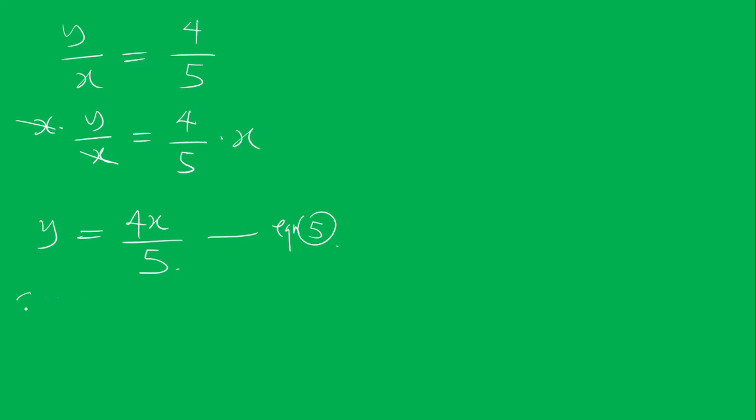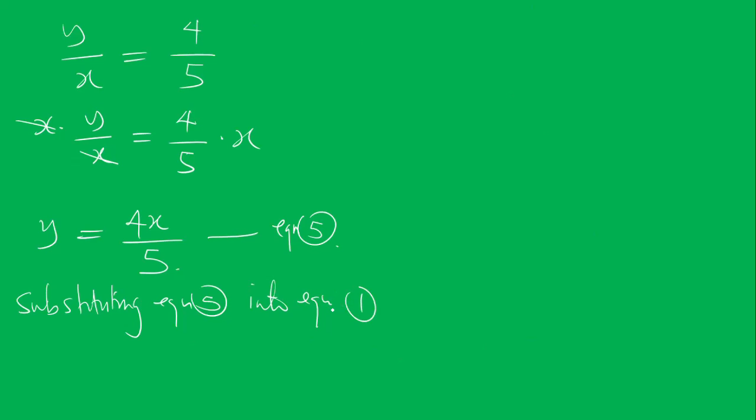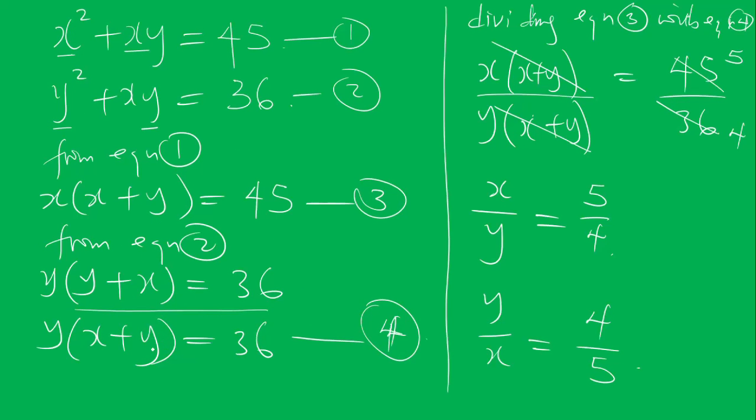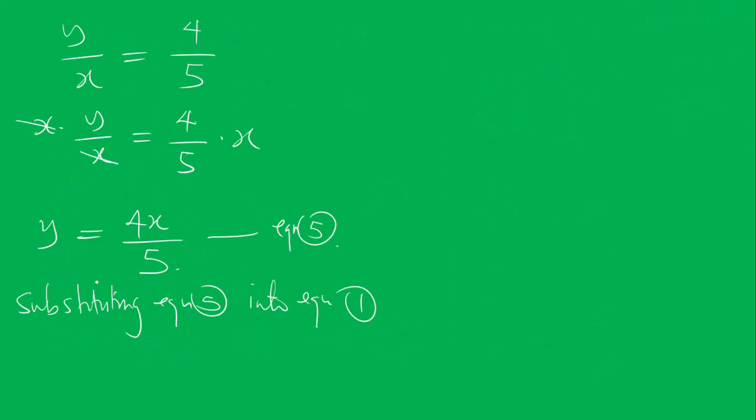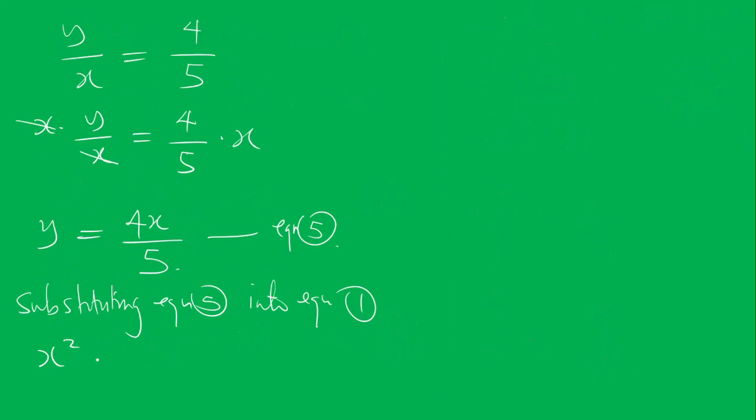Now substituting equation 5 into equation 1. Now you have your y to be this. So now let's write equation 1. Equation 1 is x squared plus xy is equal to 45.